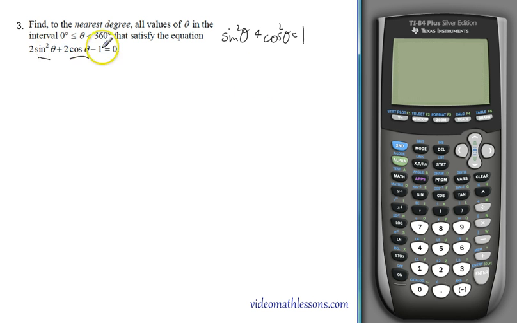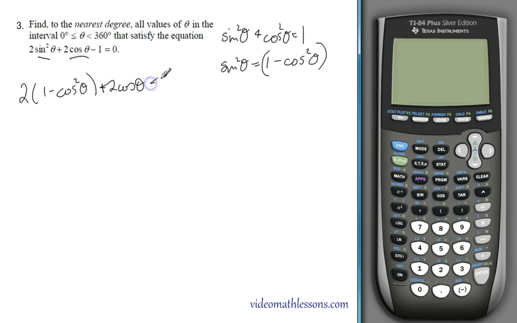So now, I have sine squared in here. So if I get sine squared by itself, sine squared equals 1 minus cosine squared. Wherever I see sine squared, I'm going to swap it out and put this inside. So let's go back here. 2 sine squared. But wherever I see sine squared, I'm going to put parentheses 1 minus cosine squared. Plus 2 cosine theta minus 1 equals 0.